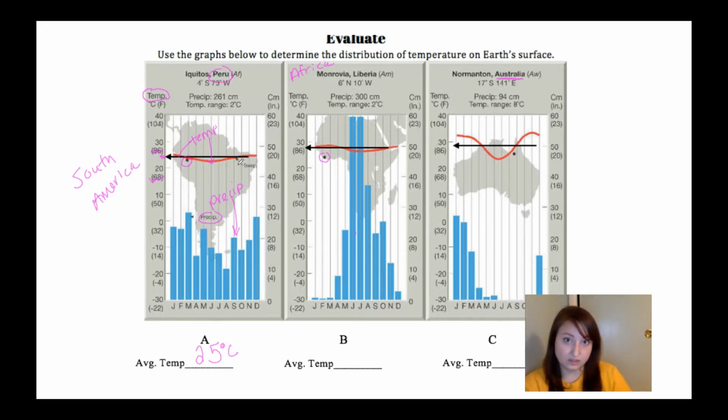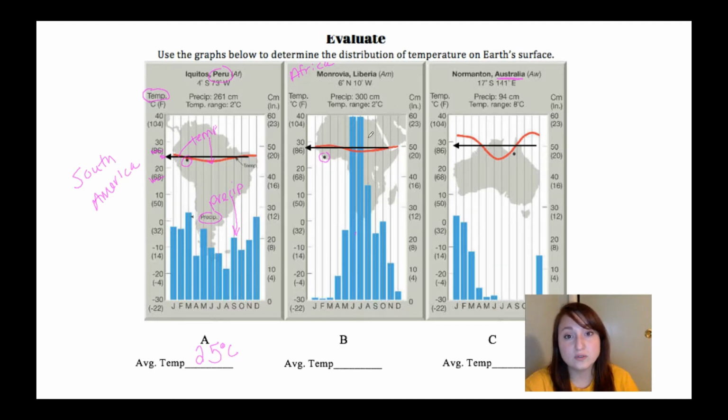What your task is for the class is to go through the next 5 graphs and determine the average temperature, write them below each graph, and then I have some follow-up questions for you. So if you would like to do that and you have the packet, please do so, pause the video, and come back to us.